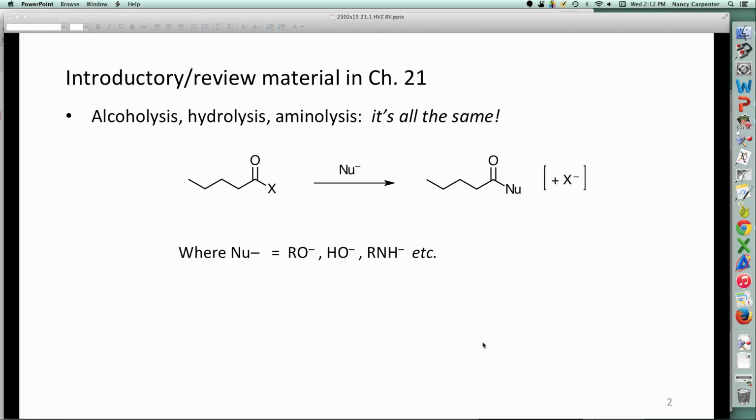It doesn't matter if you want to call it alcoholysis, hydrolysis, or aminolysis. The nucleophile does the same thing. And also note that the nucleophile can be neutral. The mechanism doesn't change significantly at all. This guy is still the electrophile, and your nucleophile is just uncharged. We have a couple other proton transfer steps involved.